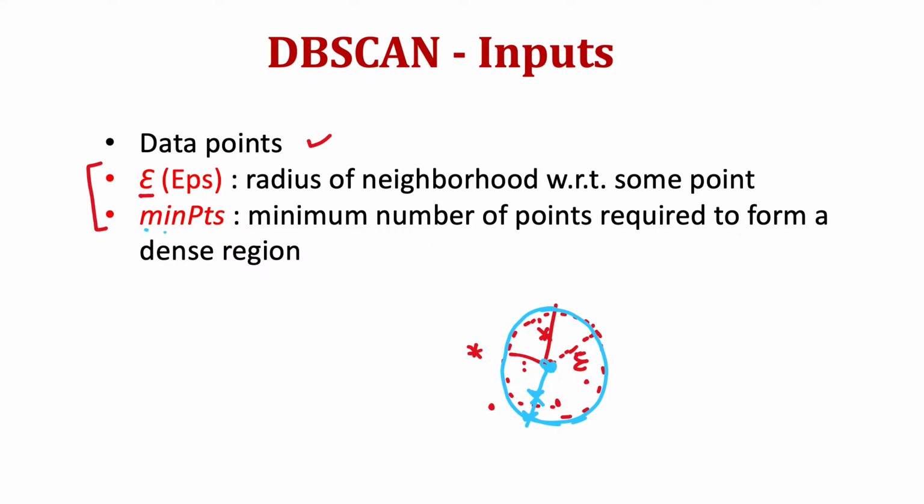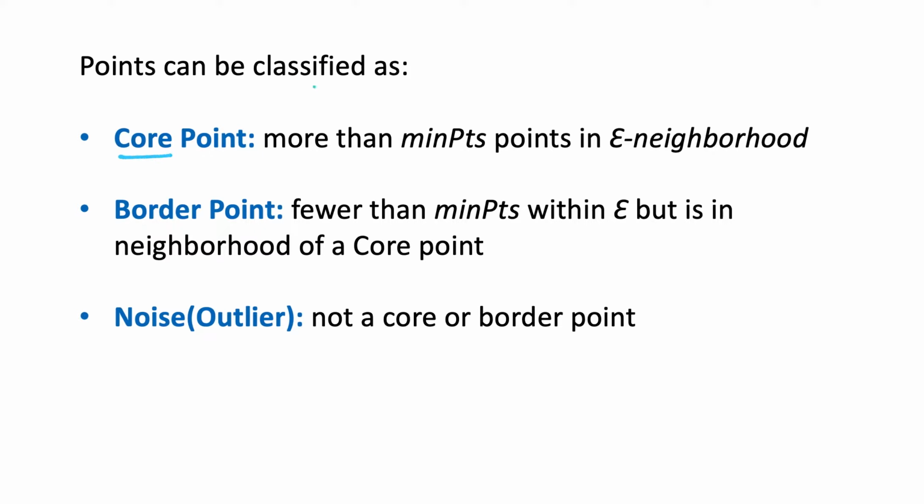And then we have min points. If we have a point and, let's say, 1, 2, 3 other points, and this point itself, its neighborhood will have 4 points within epsilon distance. The min points parameter says that if a point has more than min points within its epsilon neighborhood, then that point will be called a core point. We will see more definitions here. We can divide the points into core points, border points, and noise.